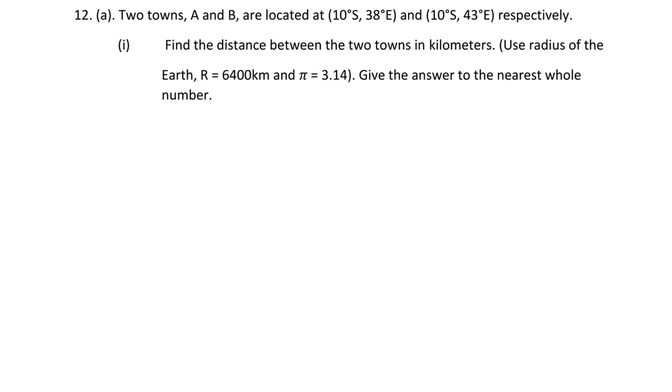This is the earth as a sphere problem. Since the points are located on the same latitude but different longitudes, to find the distance between them we are going to use the following formula, which says L equals 2 pi r theta cos phi over 360 degrees, where theta is the difference in longitude.